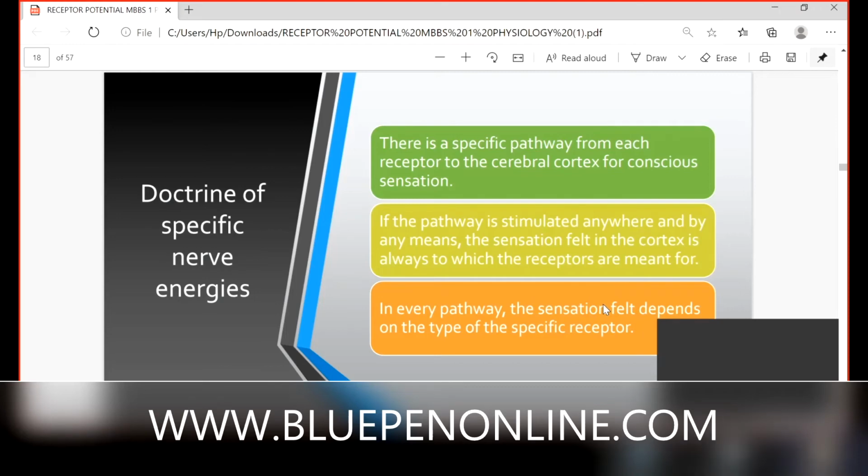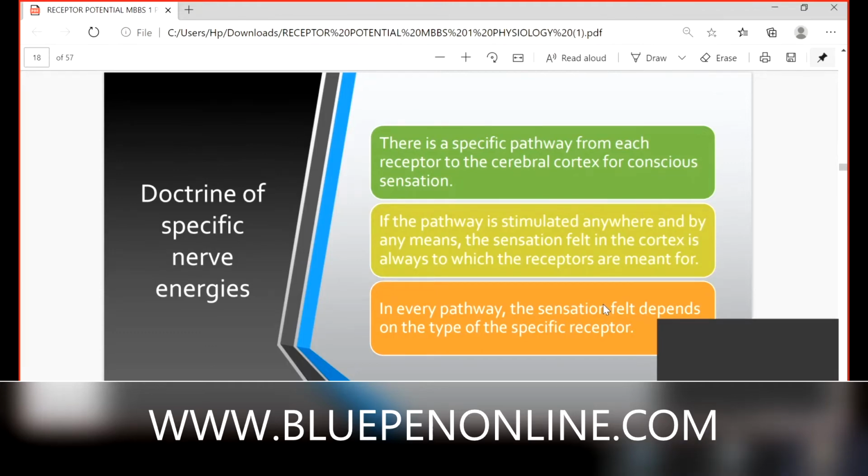Next one is the doctrine of specific nerve energies. That is, there is a specific pathway from each receptor to the cerebral cortex for the conscious sensation. If the pathway is stimulated anywhere and by any means, the sensation felt in the cortex is always that which the receptors are meant for. You know that a receptor is always connected to the cerebral cortex with a nerve pathway, isn't it?